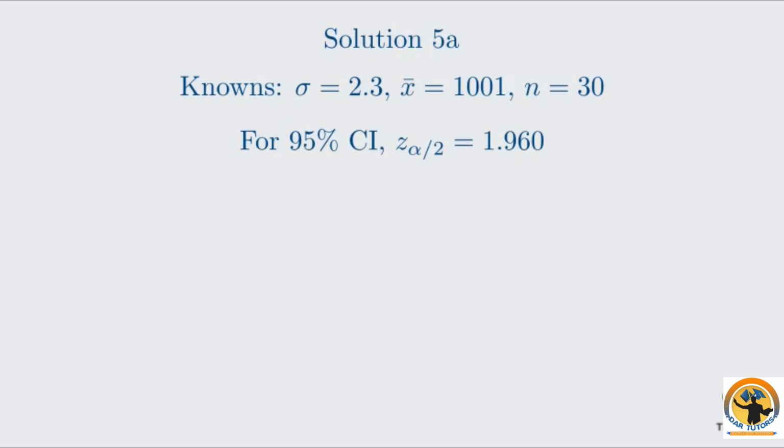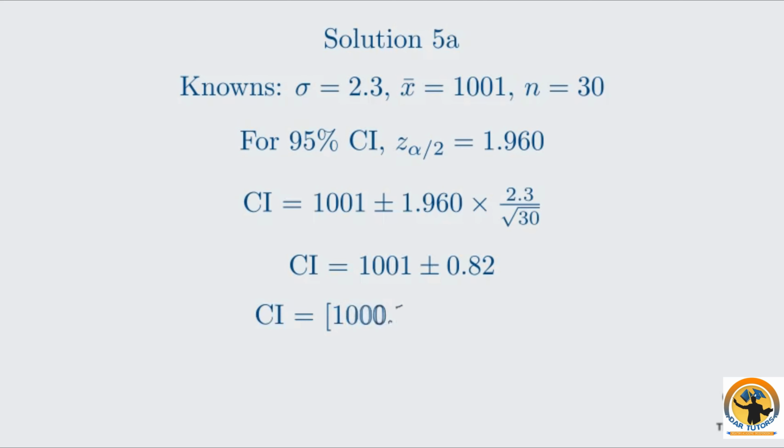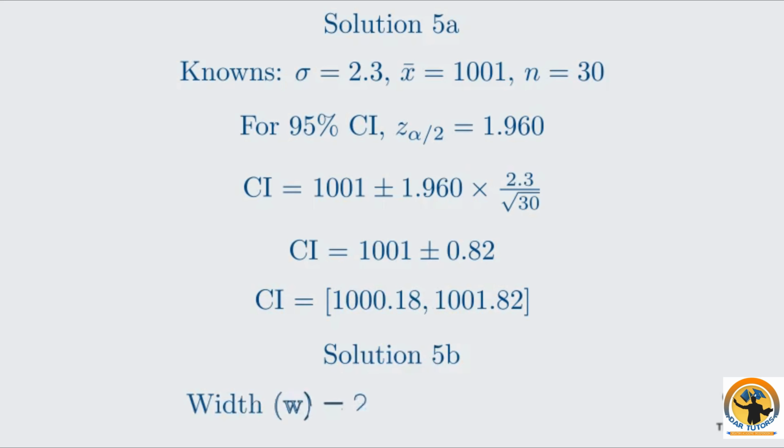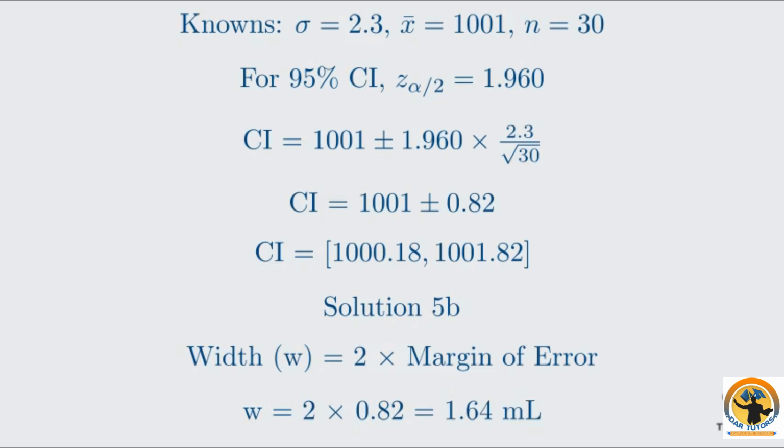For part A, we have sigma equals 2.3, x bar equals 1001, and n equals 30. For 95% confidence, z alpha over 2 is 1.960. The confidence interval is 1001 plus or minus 1.960 times 2.3 over root 30. This gives us the interval 1000.18 to 1001.82. For part B, the width of the confidence interval is twice the margin of error. From part A, we calculated the margin of error to be 0.82 milliliters. Therefore, the width is 2 times 0.82, which is 1.64 milliliters.